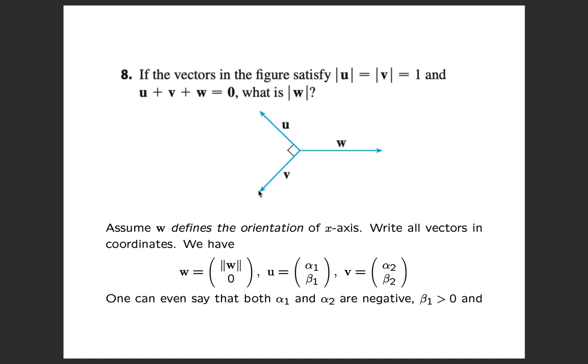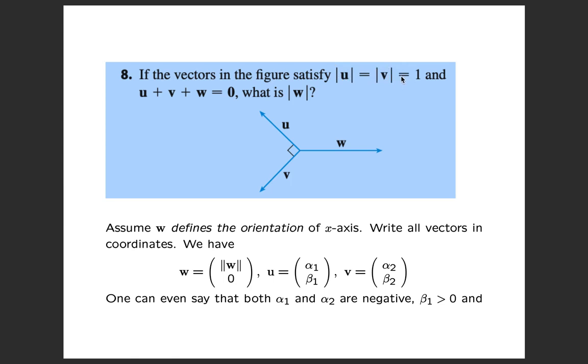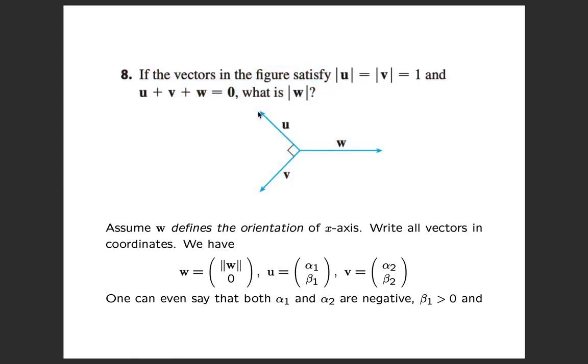Let's compute the length of the hypotenuse of this triangle. Thanks to Pythagoras' theorem, the square of this length is the sum of the squares of those lengths, u and v, but they are of length 1. This means that the square of this length is 2. So this distance is exactly square root of 2.